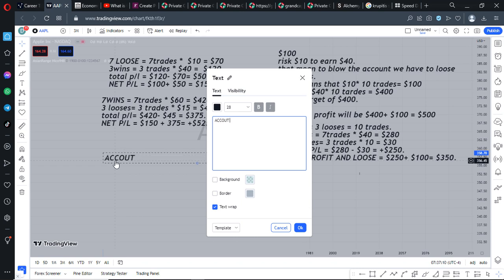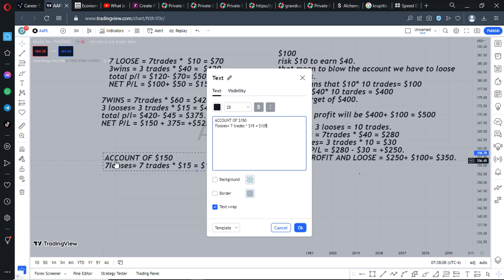All right, so we have an account of $150, right? So now, on the $150, we have 7 straight losses. 7 losses is equal to 7 trades times how much are we risking? We are risking $15, right? So we have 7 trades times $15, which is 7 times 15, and that should be equal to $105. All right, so we have a $105 loss.